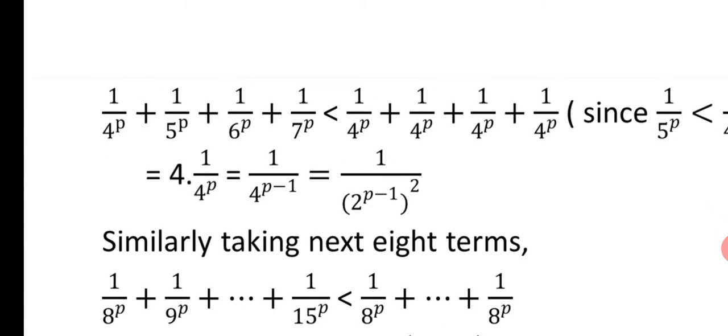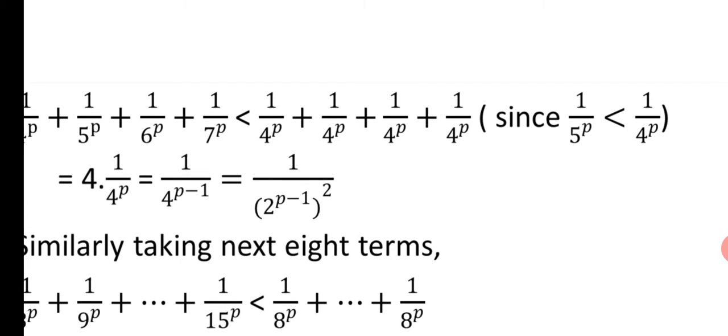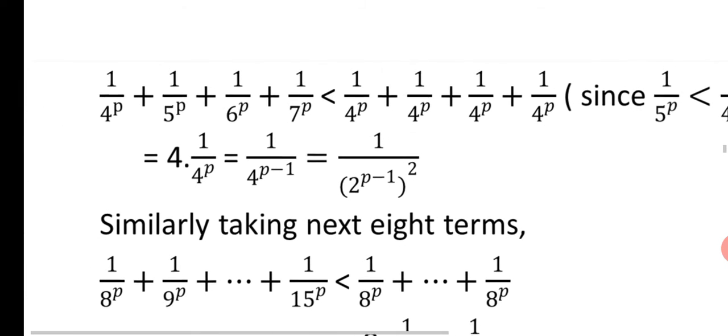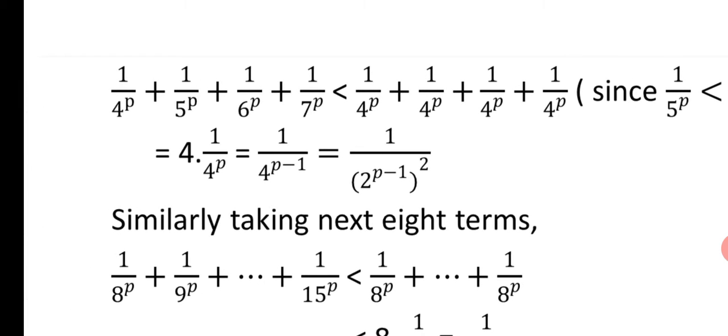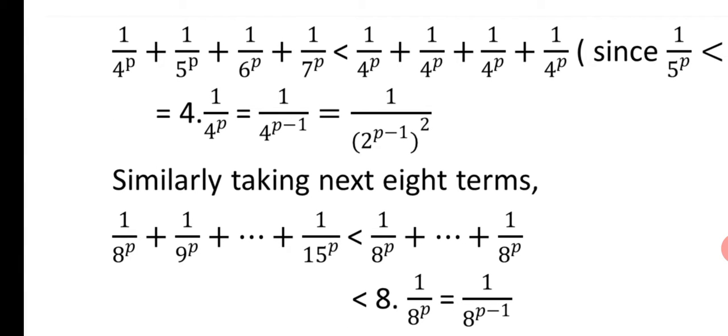Adding these four terms, since 1 by 5 to the power of p is always less than 1 by 4 to the power of p, after summation of the right hand side, we get 4 by 4 to the power of p. It is equal to 1 by 4 to the power of p minus 1. This can be written as 1 by 2 to the power of p minus 1 whole square.